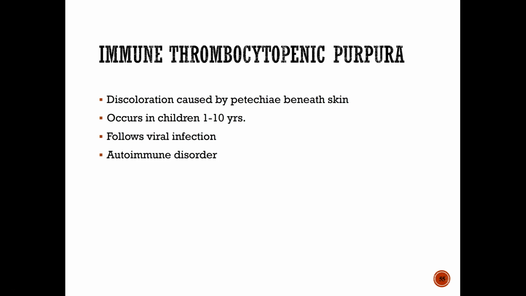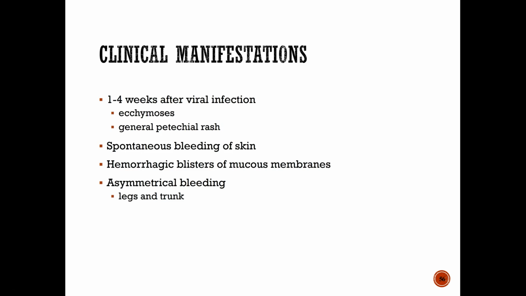It occurs in children 1 to 10 years of age. It almost always follows a viral infection, which is why it's acquired. And so you want to get a good history from them, and it is an autoimmune disorder. So about 1 to 4 weeks after that viral infection, they may just have a URI. They're going to have ecchymosis and a general petechiae rash. They may have spontaneous bleeding of the skin.